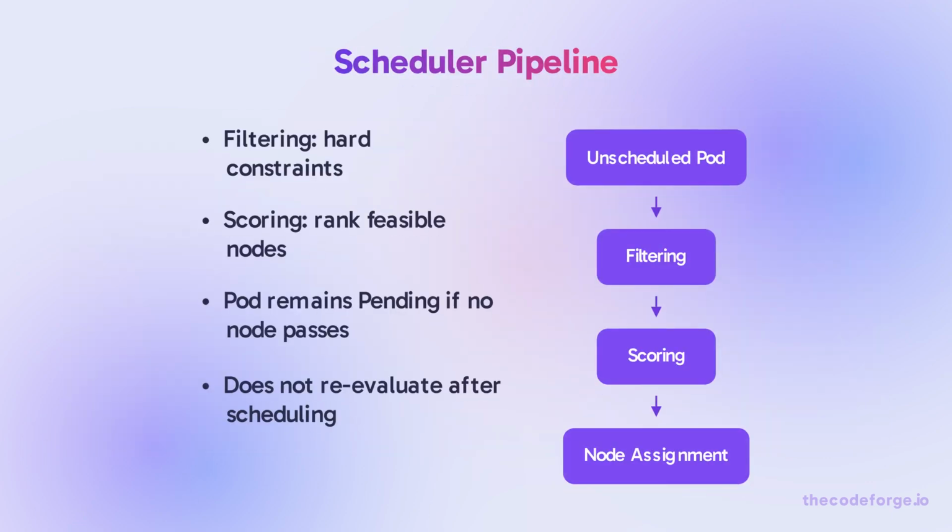The Kubernetes scheduler assigns unscheduled pods to appropriate nodes via a two-phase pipeline, filtering and scoring. In filtering, nodes that meet hard constraints are selected. In scoring, feasible nodes are ranked. The node with the highest score gets the pod. If no node passes filtering, the pod remains pending.